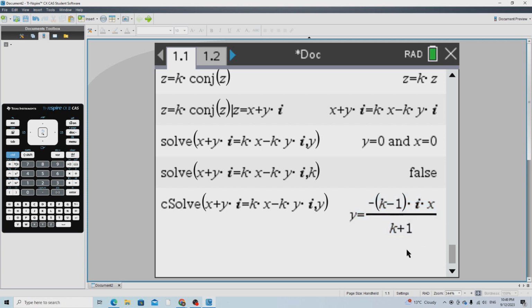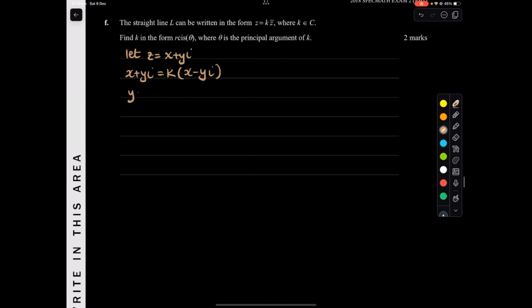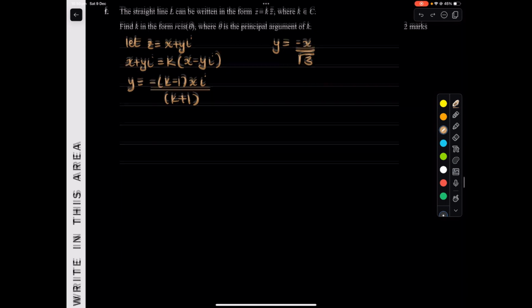So let's write that down. This whole thing: y equals negative k minus 1, x i, all over k plus 1. Remember, this expression should equal our line, y equals root 3. Before, y was equal to this, and now we've got y equal to this. So what we can do is equate them.